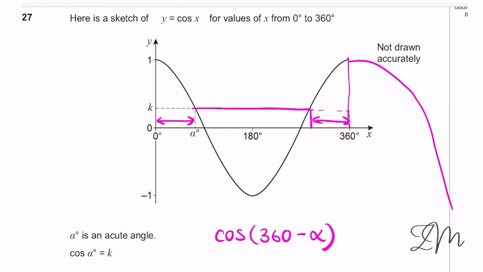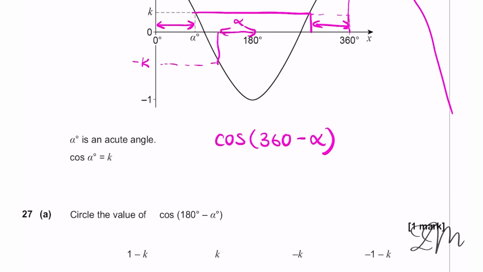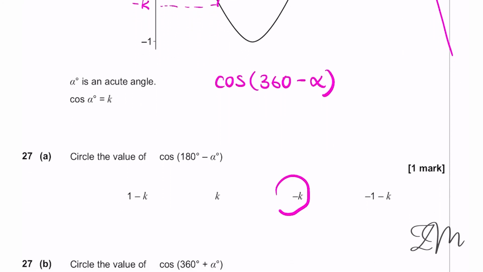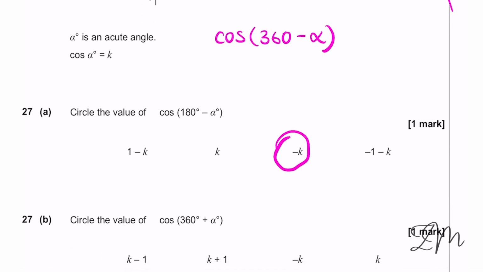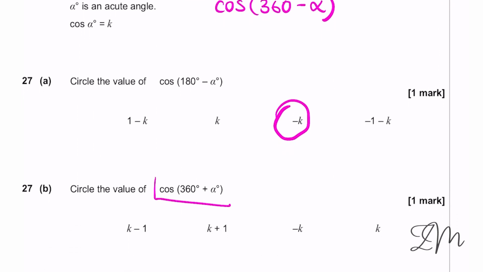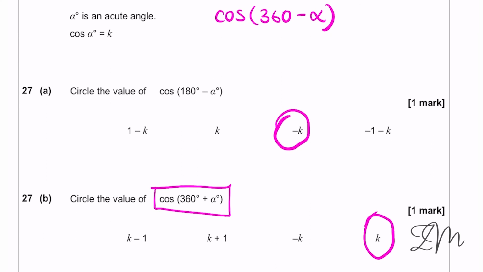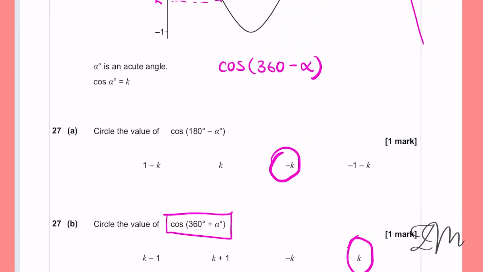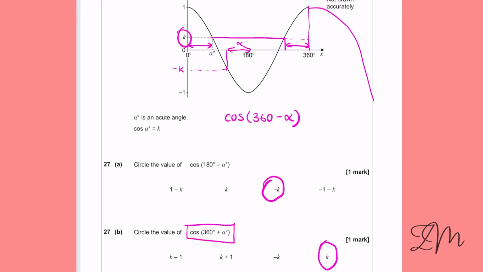What we notice here is if this is alpha and we're minusing this space, we're going to be left with, so if we minus this alpha from 180, we're going to get minus k. So we're left with, because it's symmetrical, 180 minus alpha is going to be that. Now we already said that the cos repeats every 360. So 360 plus alpha will just get you back to your original of k. I hope that makes sense.